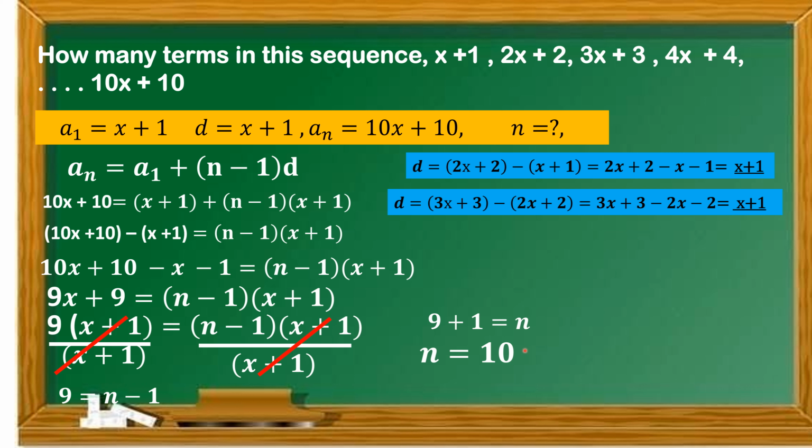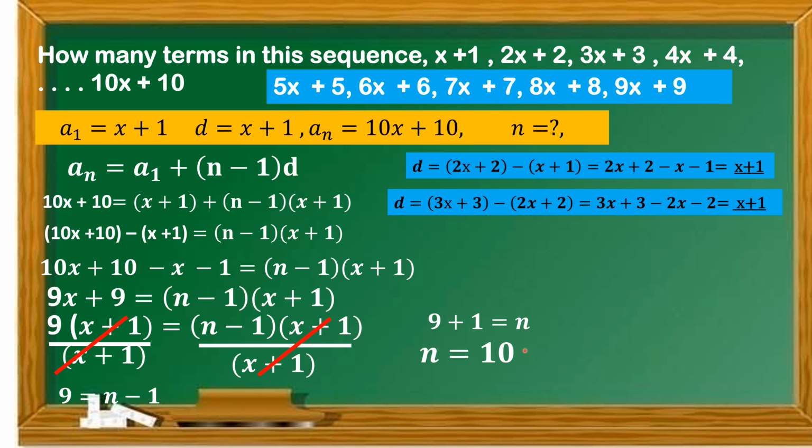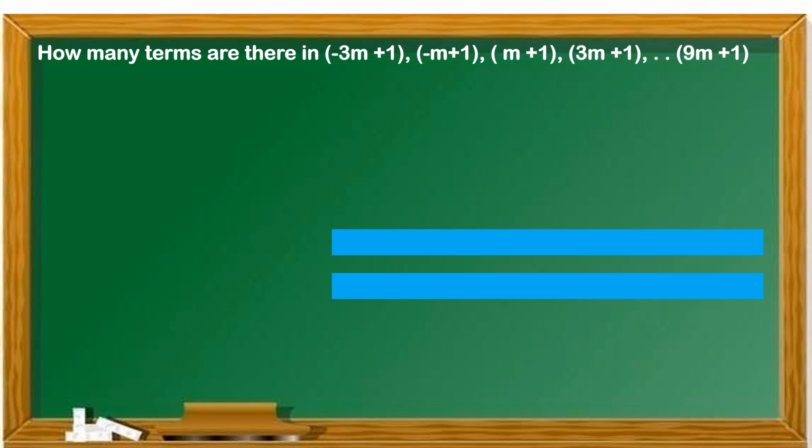So let us try to check if the 10x plus 10 is really the 10th term in the sequence. Okay, let us try to count. 1, 2, 3, 4, 5, 6, 7, 8, 9, and our 10th term. Okay, so I hope it is clear that our n is equal to 10. Okay, so let us have this example. How many terms are there in the sequence?